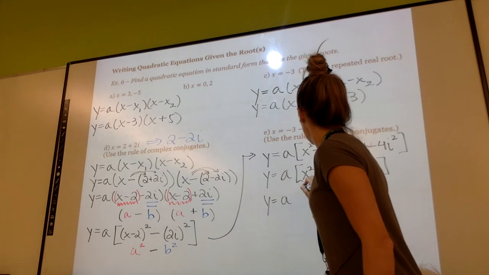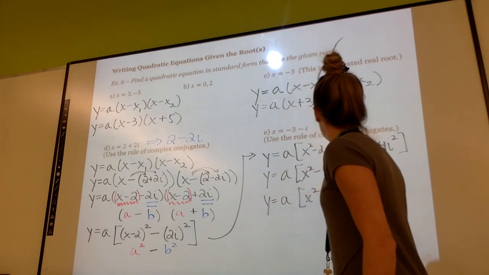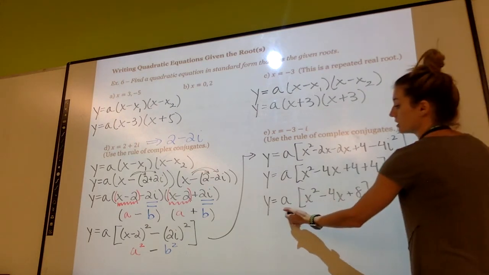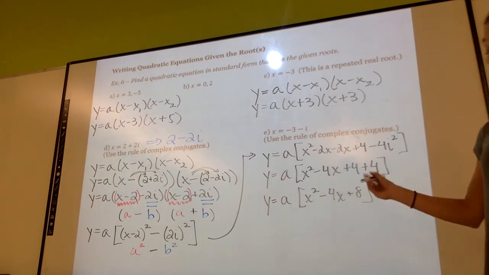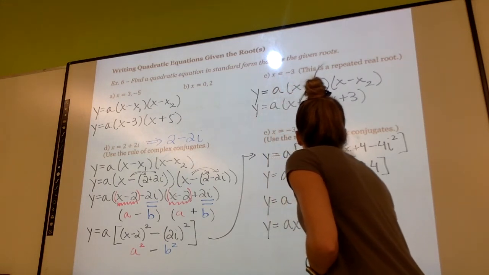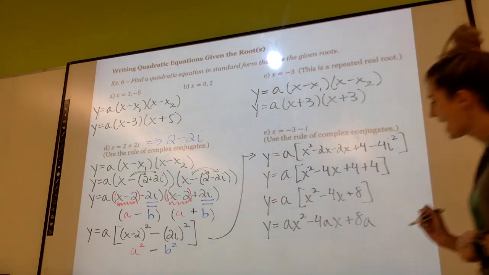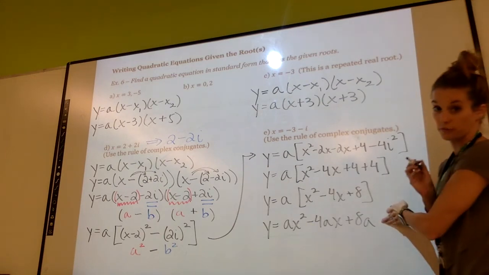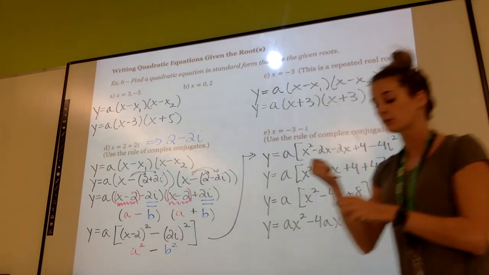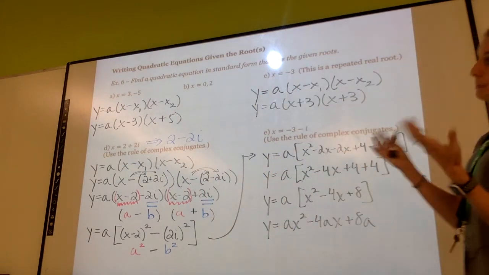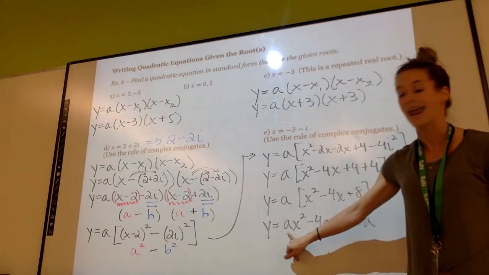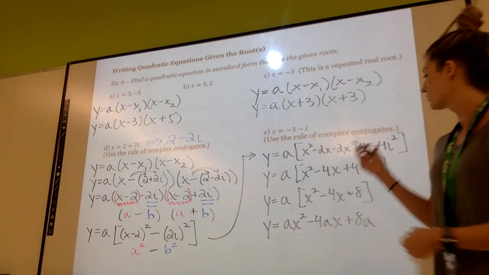Almost done getting this into standard form. x squared minus 4x plus 8. And you have your leading coefficient in front. If you'd like, you can leave that there, or you can multiply it through. So y equals ax squared minus 4ax plus 8a. So that would actually be the general form of a quadratic equation that has these two imaginary roots. If you're asked to find a simple quadratic equation that has those roots, you wouldn't actually have to worry about that a value. And that's your final solution.